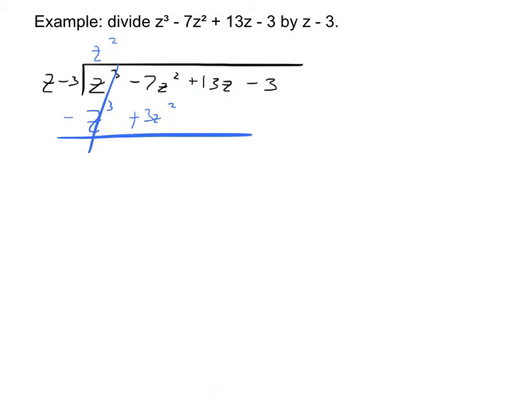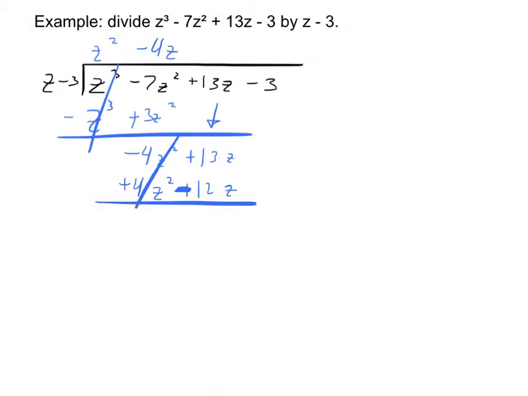So these add up to 0. These two here give me negative 4z squared. Bring down your next term, so plus 13z. And now we repeat the process. How many times does z go into negative 4z squared? It'll be negative 4z times. When I distribute that down, negative 4z squared plus 12z. Same thing as last time, change the sign of both of them. These add to 0. This gives me 1z. We bring this down. z minus 3 goes into z minus 3 one time.